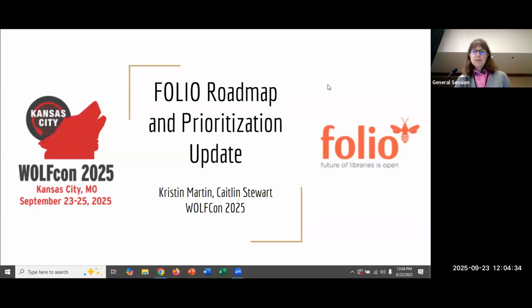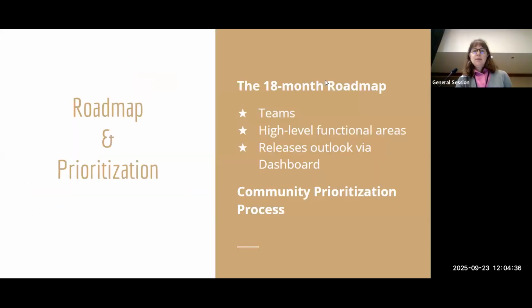All right, so let's go. Next slide. What this roadmap is that we started a few years ago in the product council is an 18-month roadmap. What we're going to show today is under the roadmap the teams that are responsible for developing FOLIO and some high-level functional areas. Then we'll show you where we put together some dashboards on JIRA so that you can look at these things yourself. And then we'll turn it over to the community prioritization process.